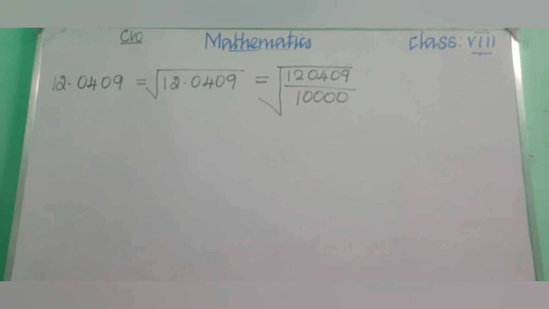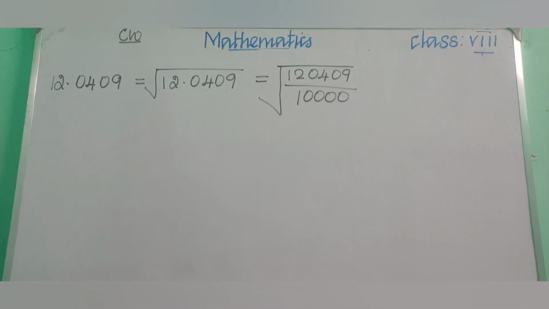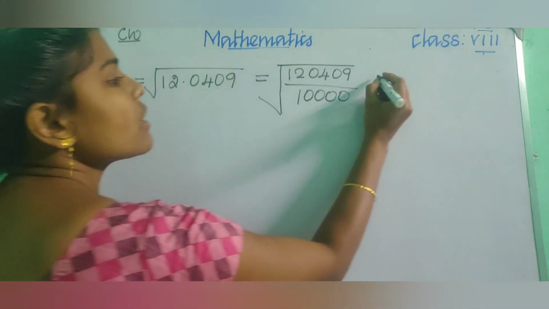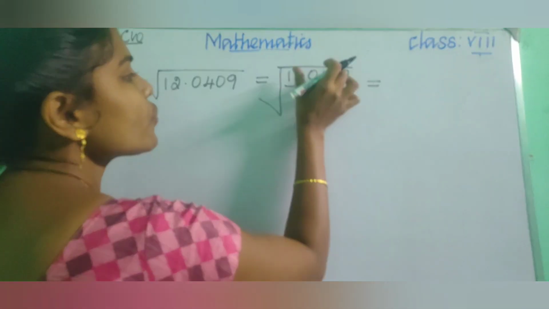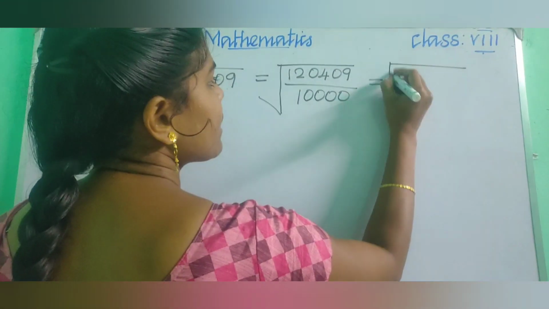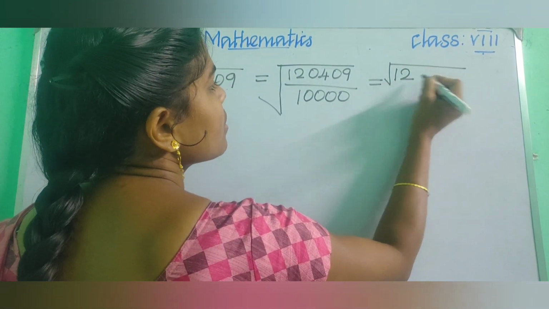Okay, children. Now I just removed the decimal point. So I just put the whole root for this. Now we can put root for this term and this term. Okay, separately. Now we can write it as root of, okay, 12.